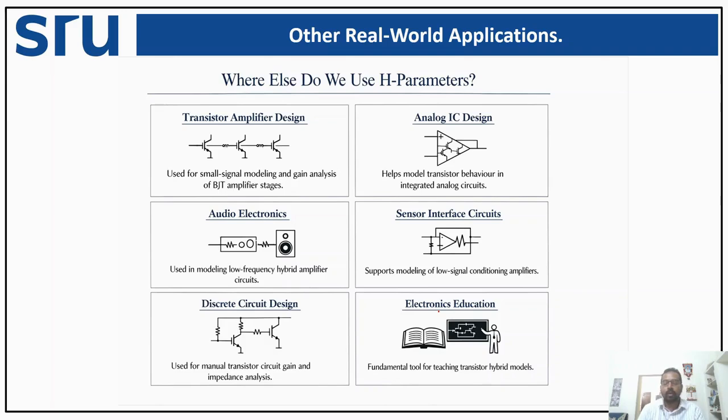So overall, the H parameters are a practical engineering model language for transistor circuits. They help engineers predict real circuit behavior using simple measurable quantities. Okay. So these are some of the applications of our H parameters for real world problems. Now we shall discuss or solve some of the numerical problems.